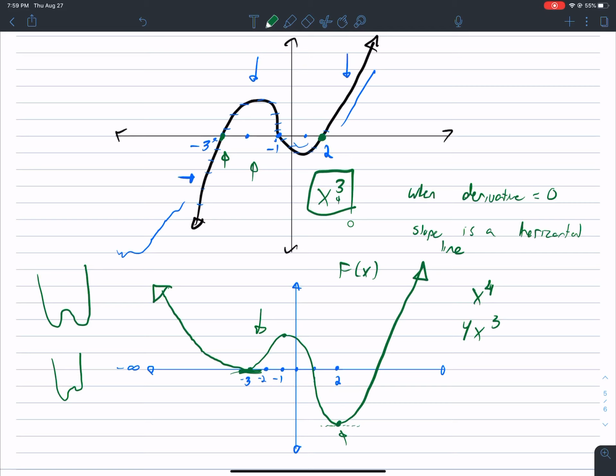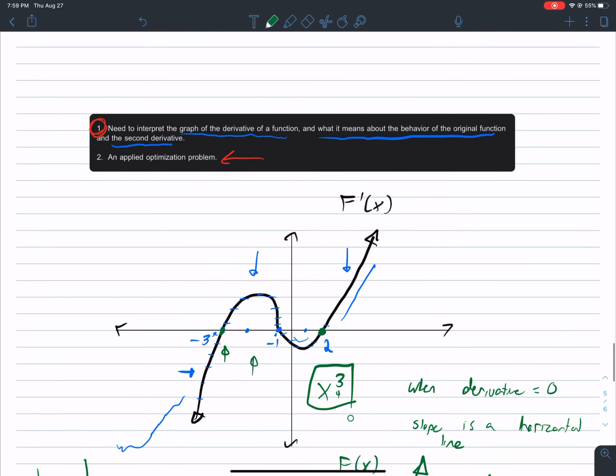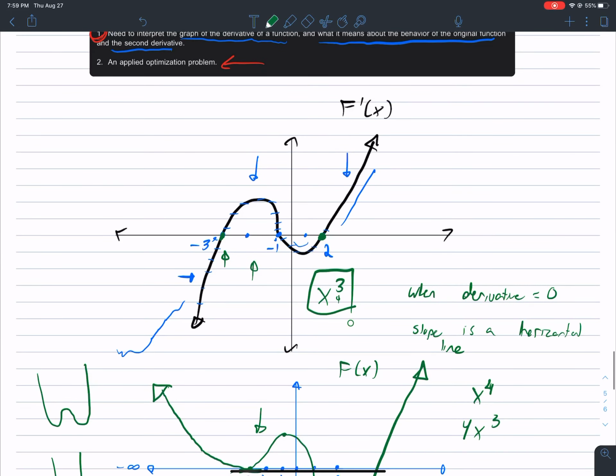And so that's what you can tell about the function from the derivative. That's what it means about the behavior of the original function. It gives you when the function is increasing, going up, or decreasing. And now, what it means about the second derivative. So the second derivative gives you the slope of the slope.